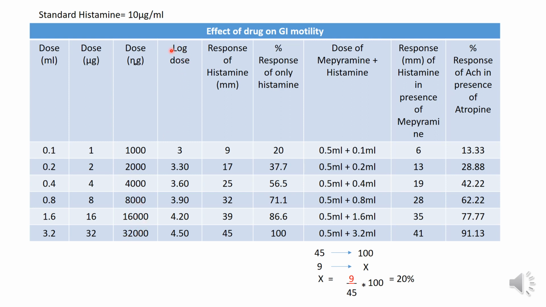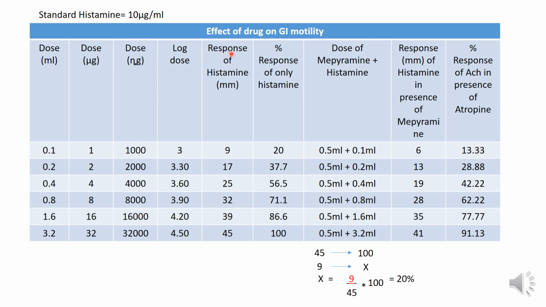Then we'll calculate the log dose. So log of 1000 is 3, then log of 2000 is 3.30, then log of 4000 is 3.60, then log of 8000 is 3.90, log of 16,000 is 4.20, and lastly the log of 32,000 will come here as 4.50.